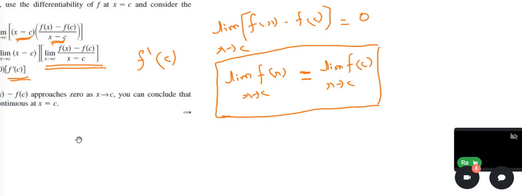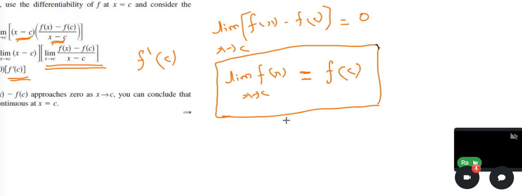Like, just that differentiability means continuity? No, not like that. So this looks like a formula: the limit of f of x as x approaches c is equal to this one, the limit of f of c. Okay, I can write this as the next step. This is independent of x, so I can simply put this as f of c.